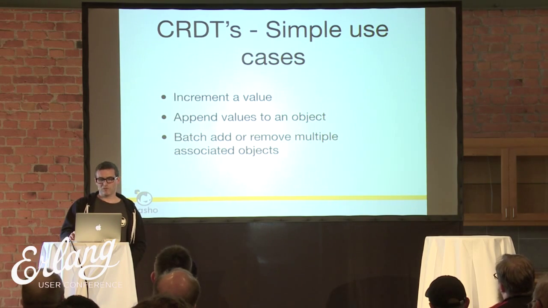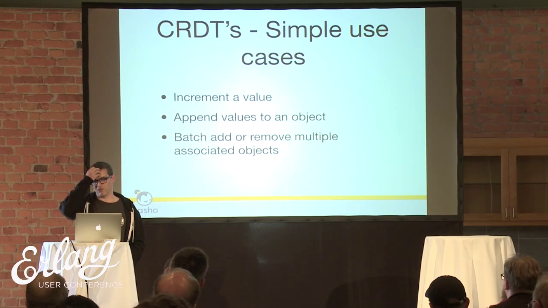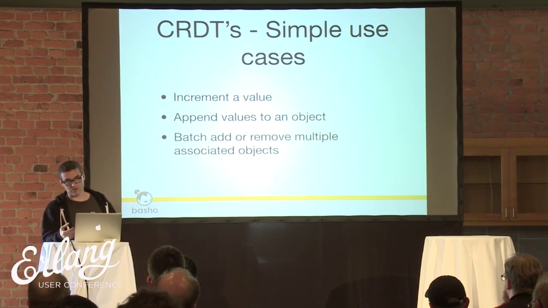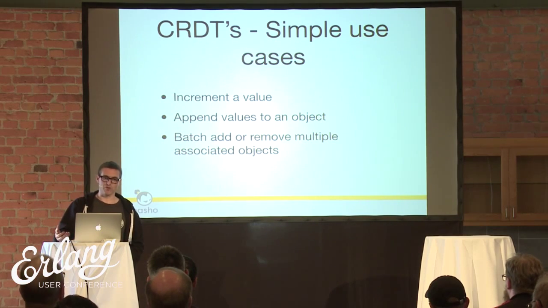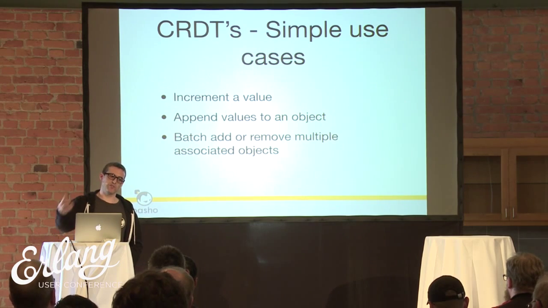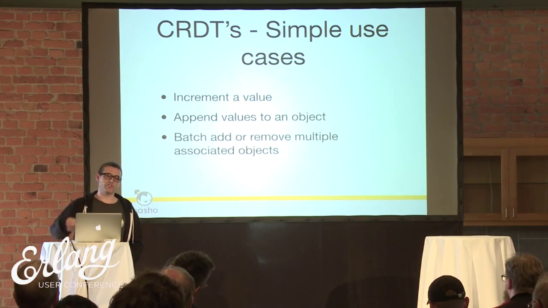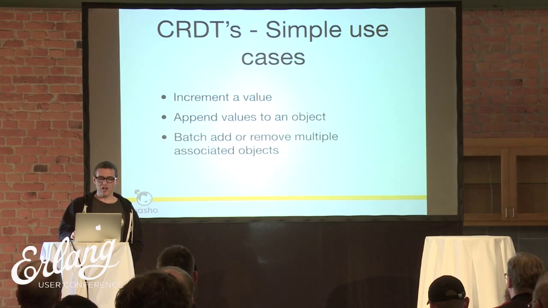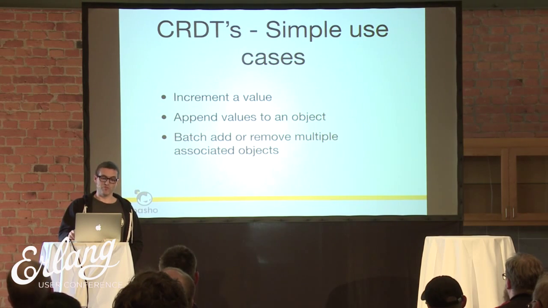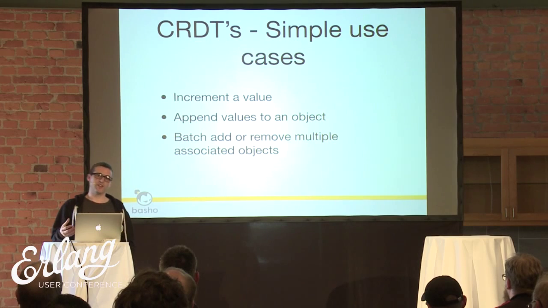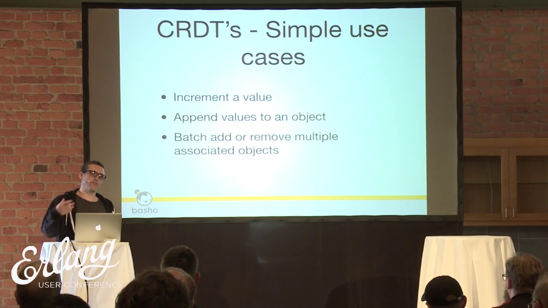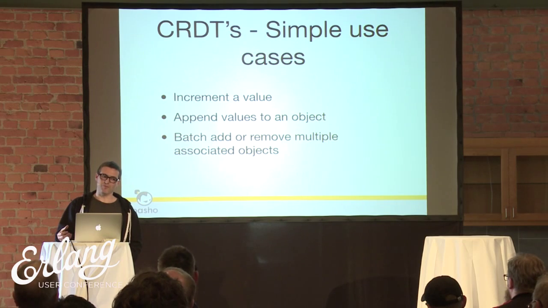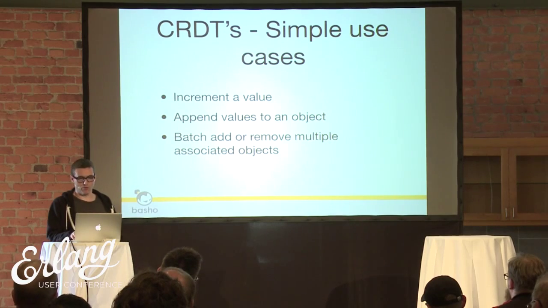So there's a couple of simple use cases of what you might want to do with CRDTs. Increment a value, that'll be counters. Append values to an object, so maybe you're tracking users who are going through your website. Every time they go onto a page, you want to update the user object, and add the URL that they went on to, maybe the time or the referring URL or whatever. You might also want to batch add or remove multiple associated objects. So you might have a set, and another 50 things that you want to add into the set. This is something you could do on the client side. It would be a lot nicer if the server could just handle it for you.